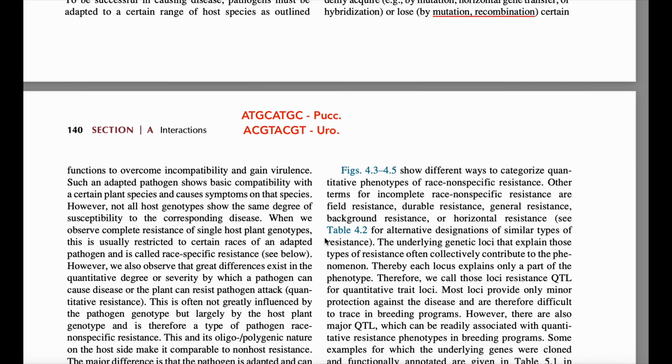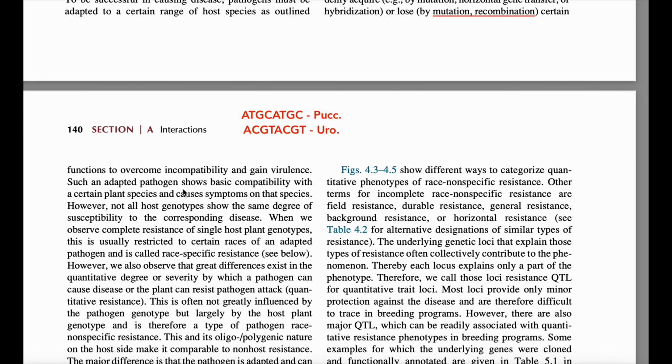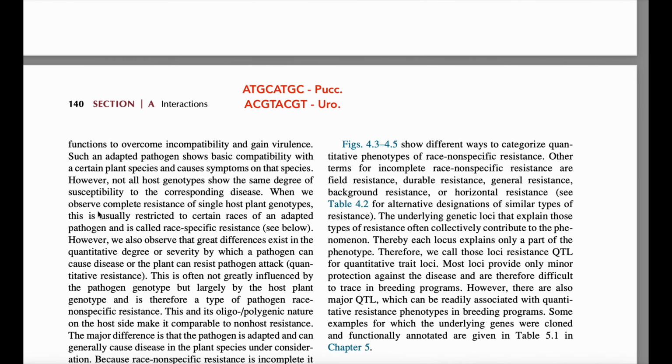Such an adapted pathogen shows basic compatibility with a certain plant species and causes symptoms on that species. However, not all host genotypes show the same degree of susceptibility to the corresponding disease. When we observe complete resistance in single host plant genotypes, that is usually restricted to certain races of an adapted pathogen. It's called race specific resistance.